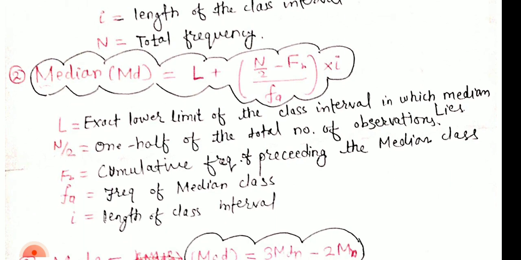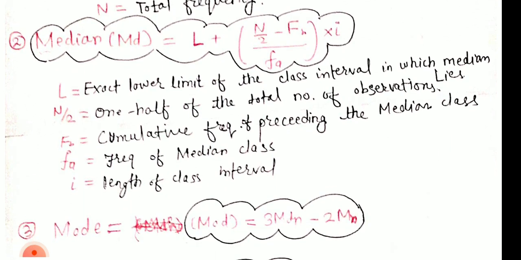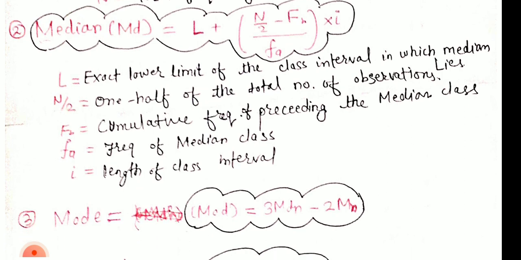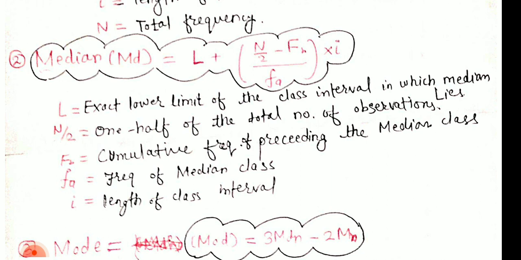Next is median. Median, that is MDN, is equals to L plus N by 2 minus FB divided by FA multiplied by I. So here L is the exact lower limit of the class interval in which median lies, and N by 2 is 1/2 of the total number of observations. Next, FB is our cumulative frequency preceding the median class. FA is the actual frequency of median class, and I is the length of the interval. So this is the formula for median.